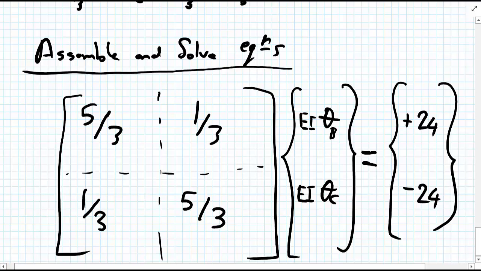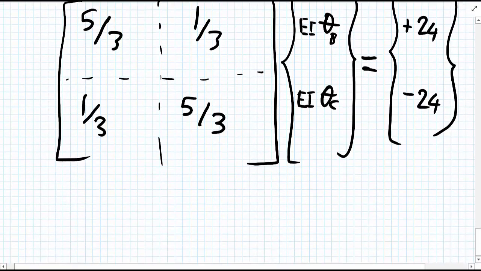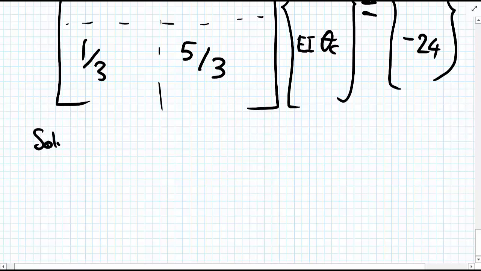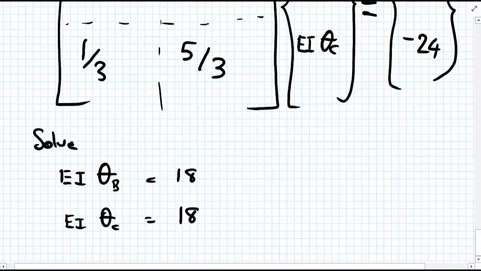Now we have a full set of matrix equations that we can use a graphics calculator or any linear equation solver like you get in MATLAB. And we solve the equations and we get that EI theta B is equal to 18 and EI theta C is also equal to 18. And we could have seen from the loading and the symmetry of the problem that they would be equal and opposite. So actually theta C is going anti-clockwise, so it's a negative angle, and that's what comes out of the matrix set of equations too. And these would indeed have the units of kilonewton meters.